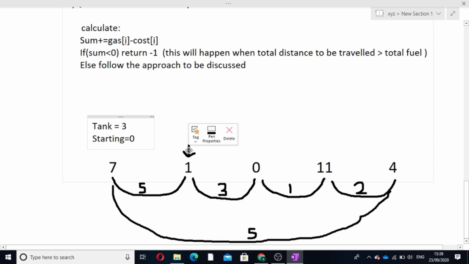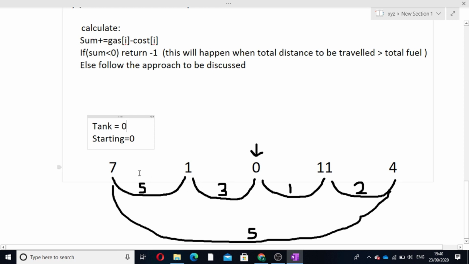Now we know that for moving to the next gas station, the distance required is 3. So our tank's current capacity will become 0 when we are at this gas station. Now our tank capacity is 0 and the amount of fuel which we can pick up at this gas station is also 0, but we require at least a minimum of 1 unit of fuel to move to the next gas station, but our tank capacity is 0, so it won't be able to move to the next gas station.